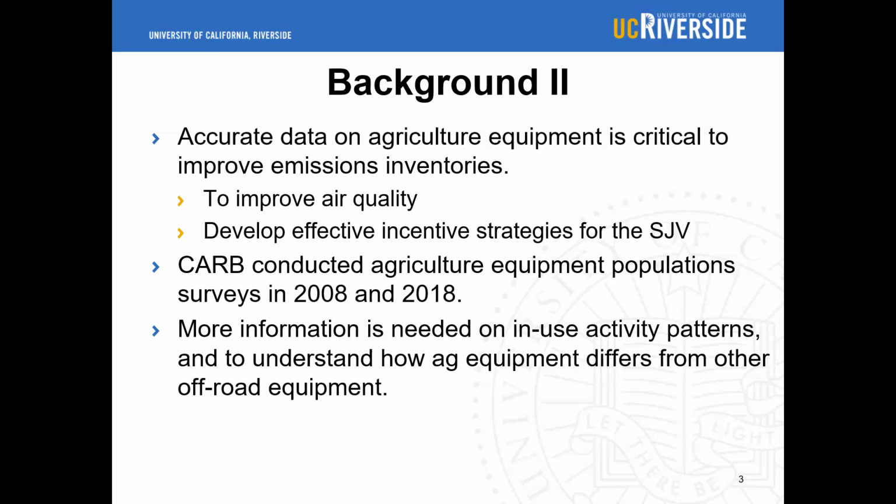CARB, as part of its other programs, also is conducting basically surveys of agriculture equipment populations. They did so in 2008, in 2018, and they're working on another survey at this point as well. So there's a lot of tools they're using to improve the emissions inventories. But an important link that you need with the population is that you also have to understand what the in-use activity patterns are, to understand how those patterns differ from other off-road equipment that might be more generically profiled.